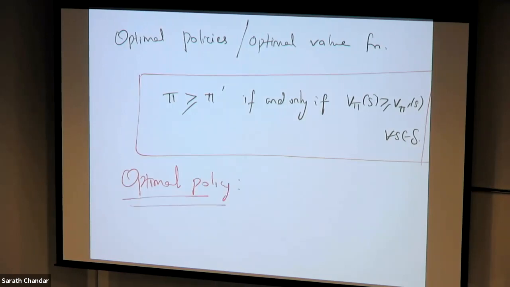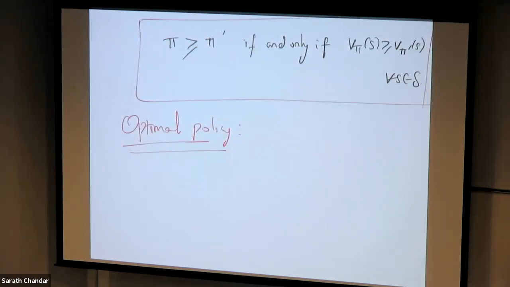Okay, so the optimal policy is represented as pi star. Pi star means the most optimal behavior or policy that one could have in this particular environment. Yes, question? I'm not clear why we know that an optimal policy exists.